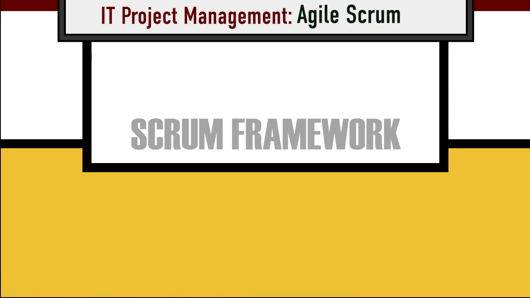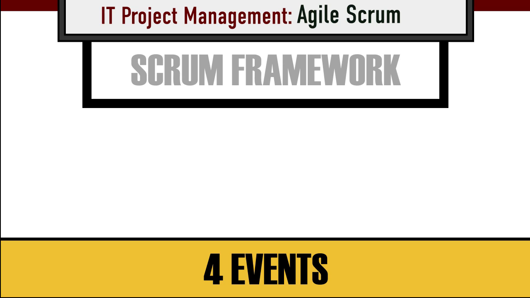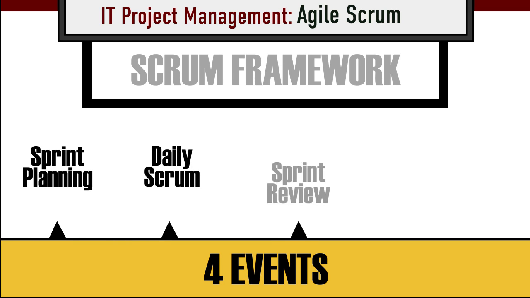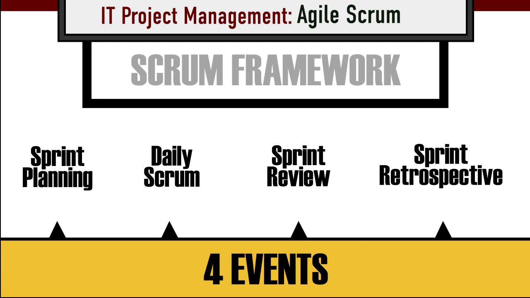The Scrum framework is made up of 4 events: sprint planning, daily Scrum, sprint review, and sprint retrospective. Each event occurs regularly at a specific time and for a specific length, and each event is transparent, which helps ensure success.